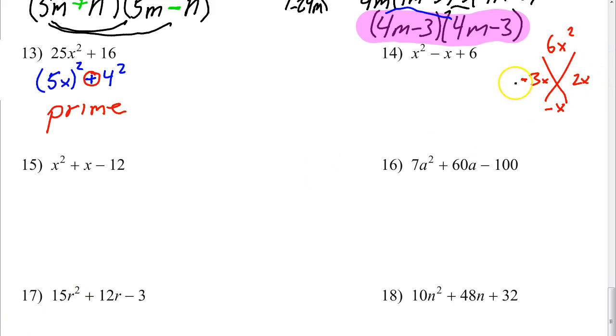So then you might try, well, maybe try 5 and 1. Does 5 and 1 work? So 5x and 1x, because those are factors of 6, but those cannot add to negative 1. So if you try everything and there's no way for it to work, then it must be prime. There's no GCF, so it has to be prime.